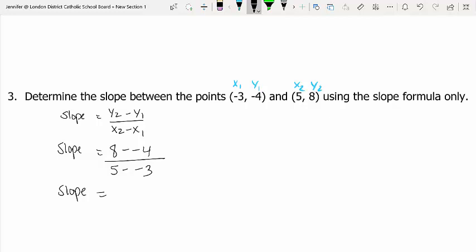Now let's do the math. So remember, two subtraction signs beside each other are actually an addition sign. So we get 12 over 8. We can divide those each by 4. So we get 3 over 2.